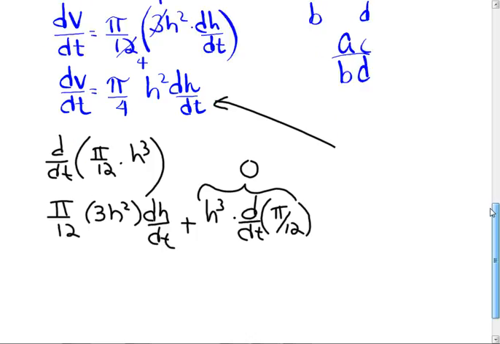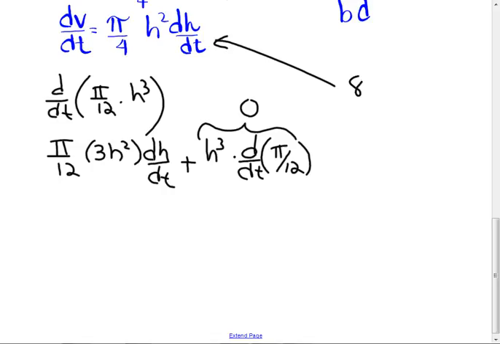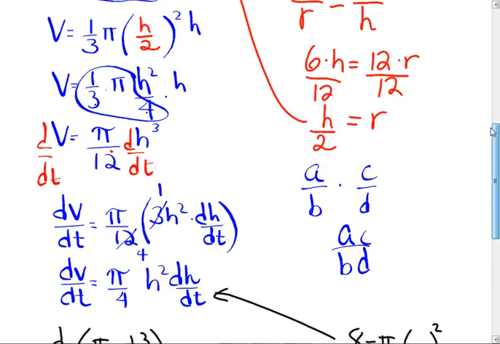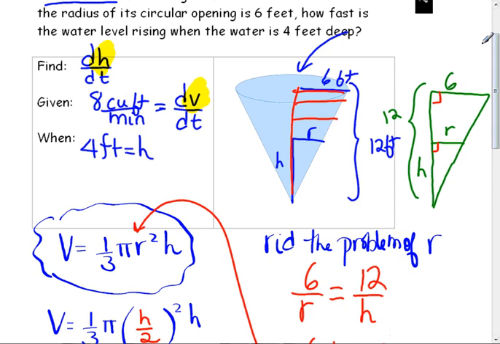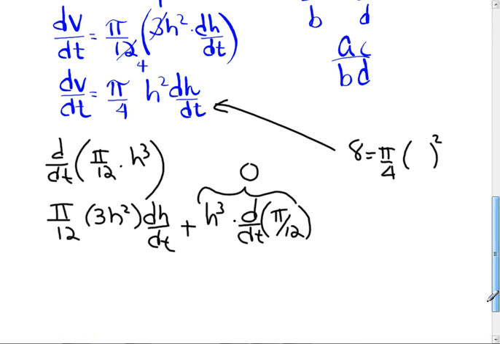It's 8. So it's 8 equals pi over 4 times h. What's h? Well, if you did this part here, it's 8. I don't know dh/dt. I'm going to find it. But h is 4. We have an equation. H is 4 times dh/dt. Can you solve that for dh/dt?